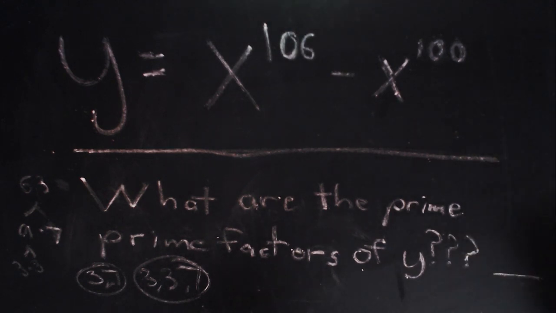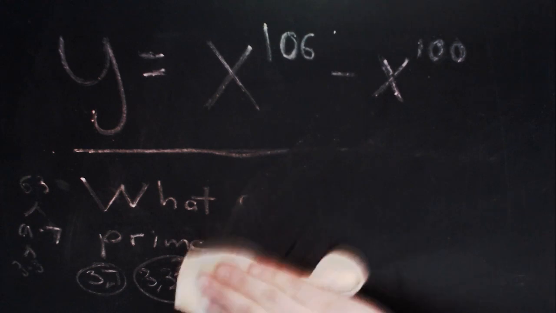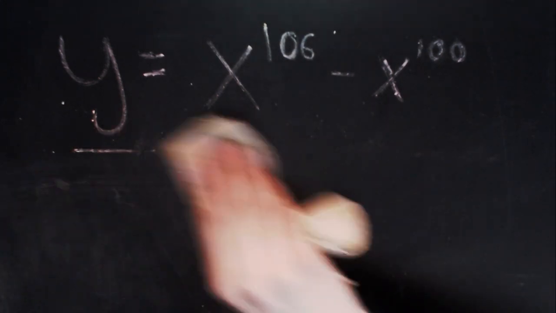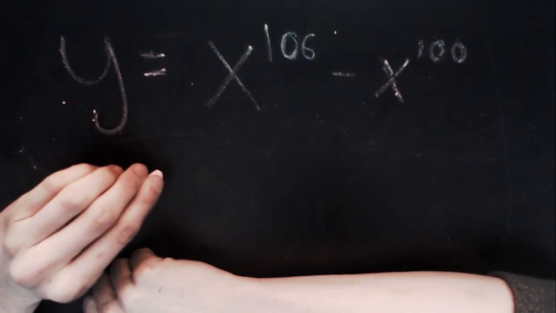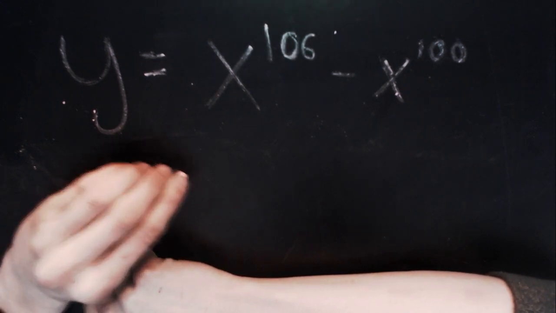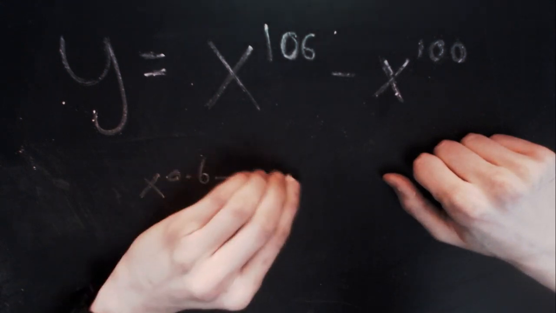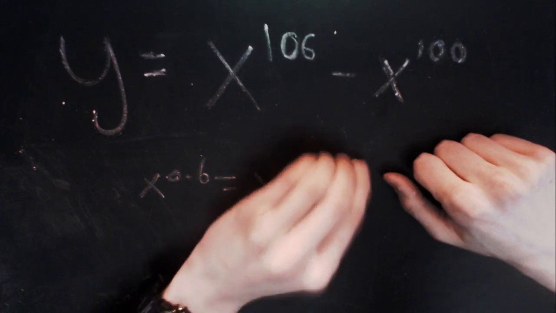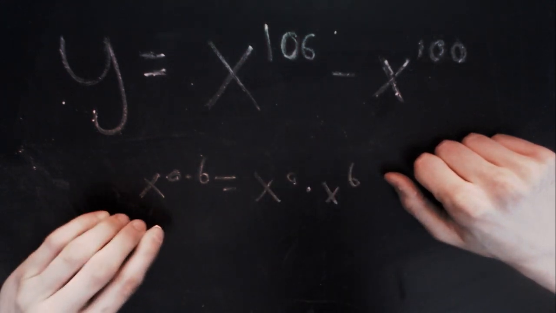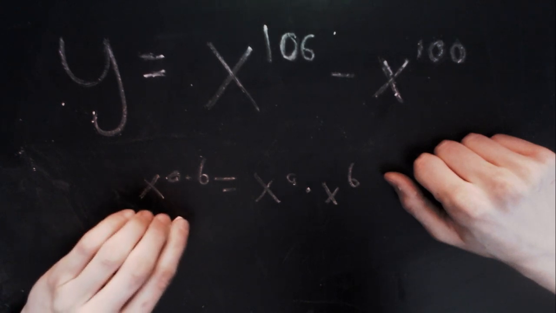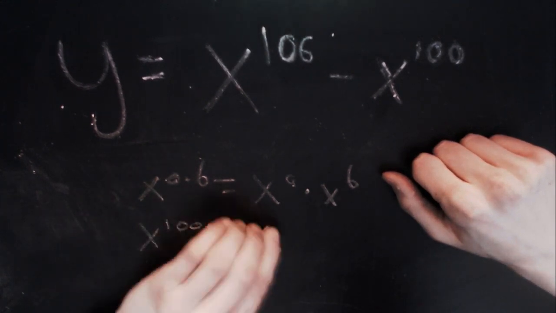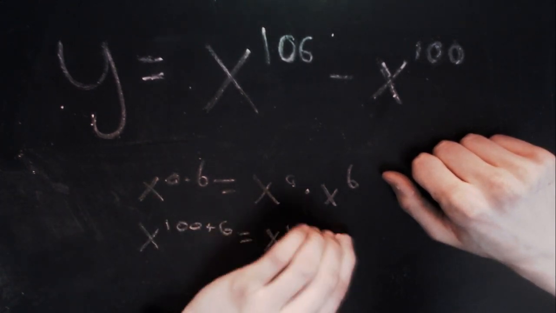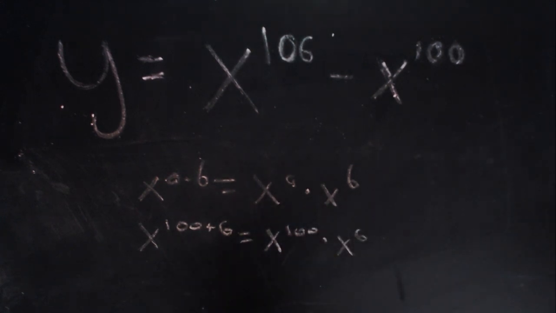So we're wanting to know the prime factors of this. And so, how the heck do we solve this problem? Why, thank you for asking. As you'll recall, if we have x to the power of a plus b, that is going to be equal to x to the power of a times x to the power of b. Okay, so we have x to the power of 106. That's 100 plus 6, a plus b. So it's x to the power of 100 times x to the power of 6, right? Okay, so we got that.